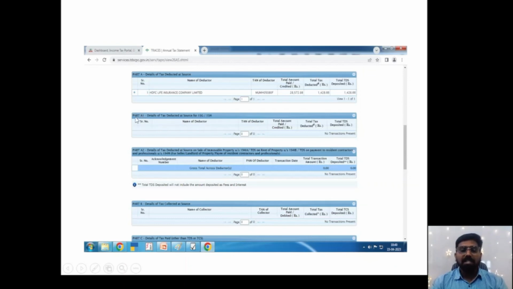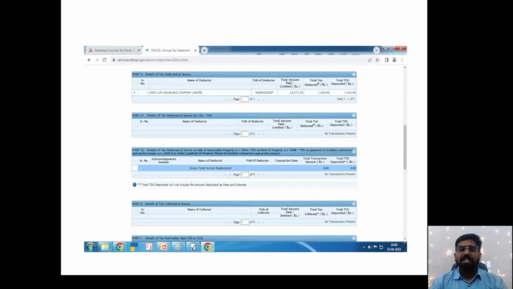The second part is Part A1. This Part A1 gives you details of all your incomes for which you have submitted Form 15G or Form 15H. What is this Form 15G, 15H? The only difference between Form 15G and 15H is Form 15G will be given by a non-senior citizen, whereas Form 15H will be given by an assessee who is a senior citizen.